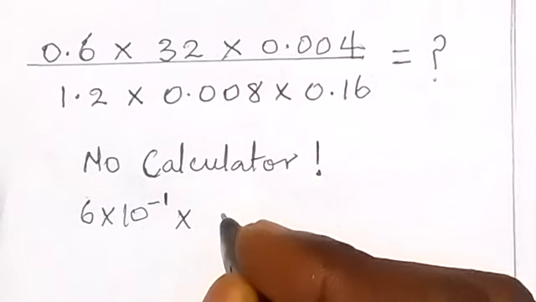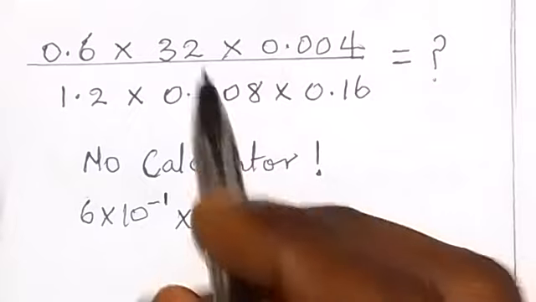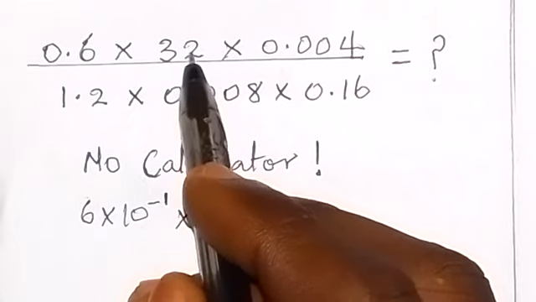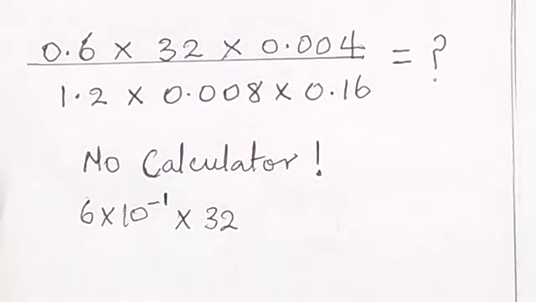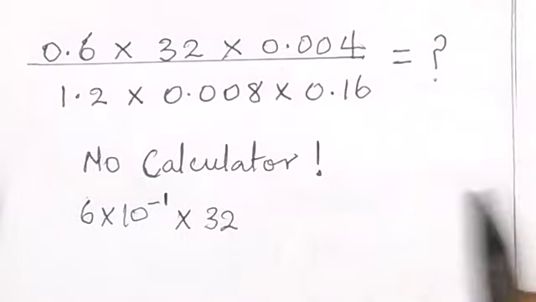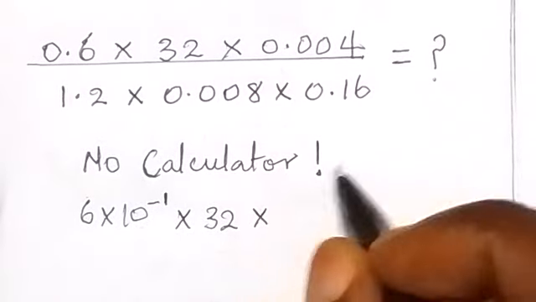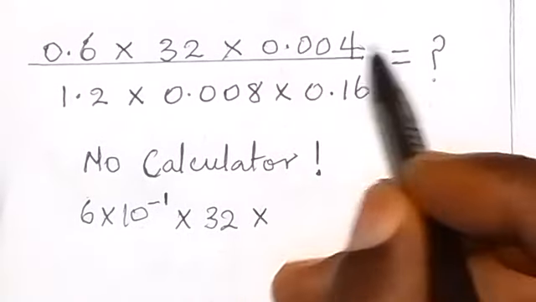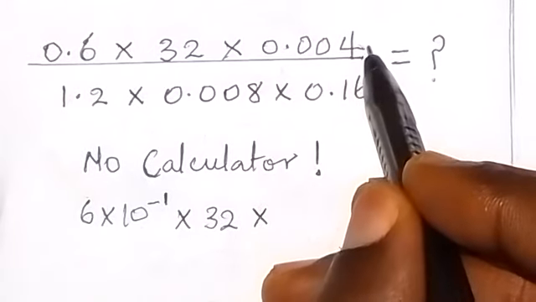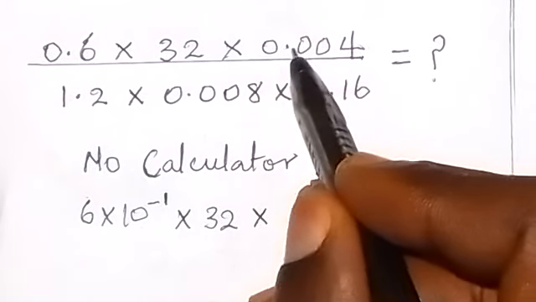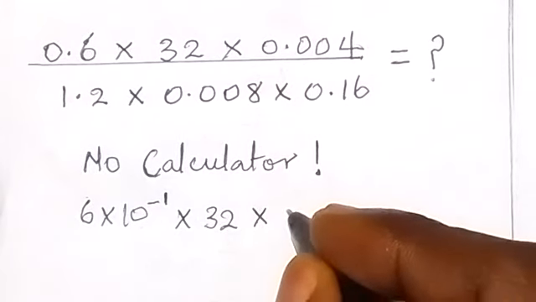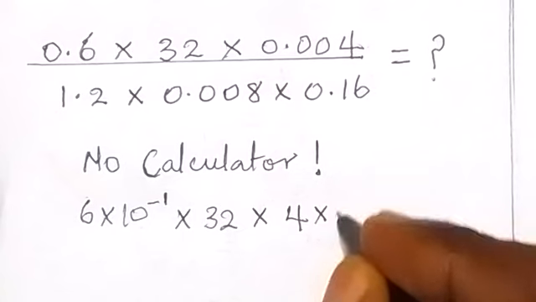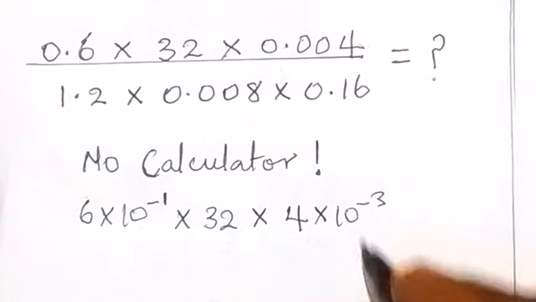Then times, here we have 32. We don't need to multiply this one with anything. We don't need to shift anything here because the goal is that we want to write all the numbers without decimals. Then times, also shift this point to after the last number. After the last number we have 1, 2, 3. So we shifted that one 3 times. That's 4 times 10 raised to power minus 3.